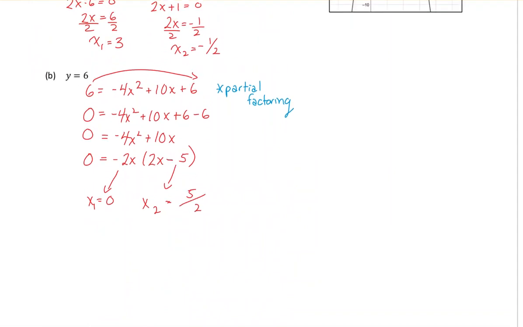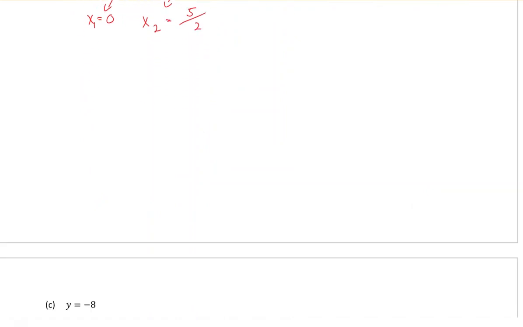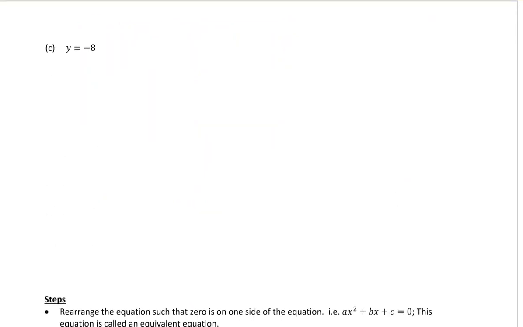So our graph helped us verify that as well. We set an equation equal to 6, and we verified that our x values when y is equal to 6 are 0 and 5/2. Let's take it a step further, and this is where things start to get a little new.